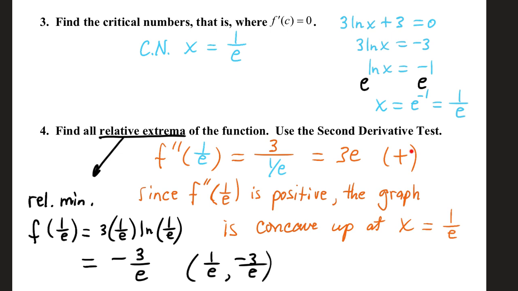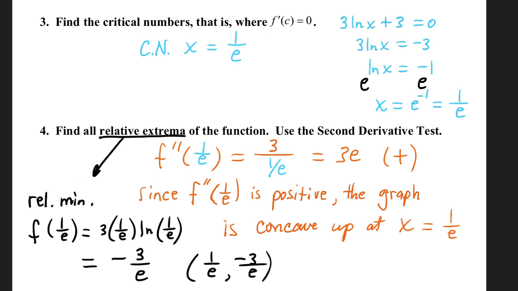Because the second derivative is positive at our critical number, we know that the graph opens upward and that this x value is a low point. Since f double prime of 1 over e is positive, the graph is concave up at our critical number, and that forces us to have a relative minimum.